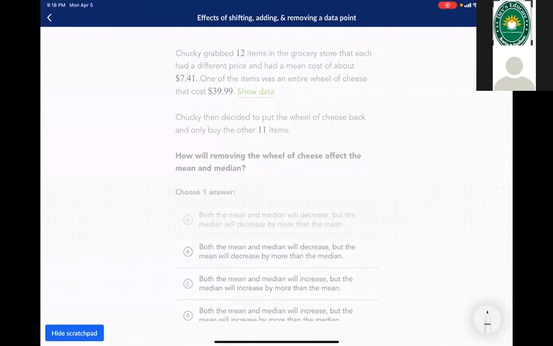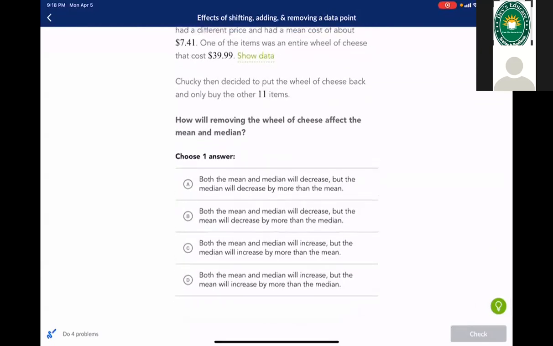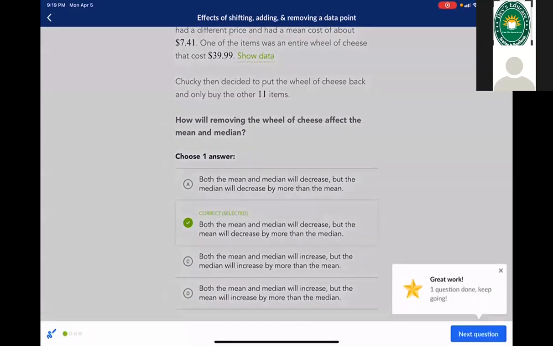Chucky then decided to put the wheel of cheese back and only bought the other 11 items. How will removing the cheese affect the mean and median? Both the mean and median will decrease, but the median will decrease by more than the mean. No, but the mean will decrease by more, right? Yeah.